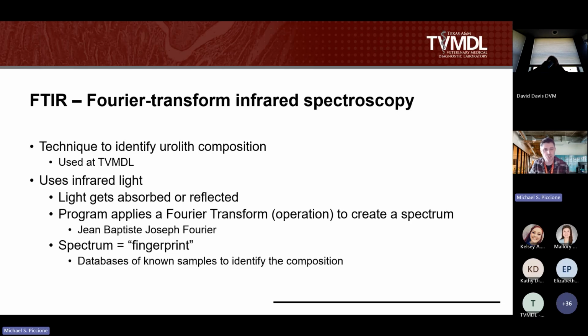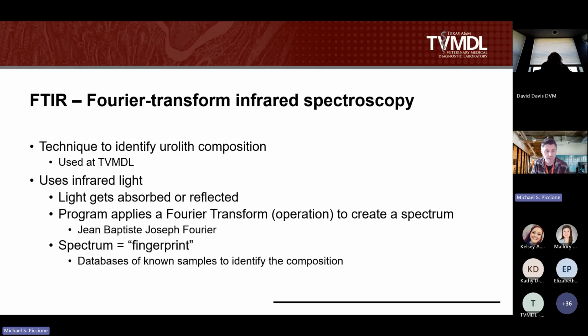Essentially, how does this instrument work? How does this technique work? Well, it uses infrared light, and kind of a throwback to a physics lesson this time: all objects either absorb light or reflect light. Well, we can use this data. This instrument throws this infrared light at the sample, in this case the urolith. It gathers all this data, and it uses a program that applies the Fourier transform. And this is actually an operation. It's not an operation in the classical sense of you or I doing an actual procedure. This is a mathematical operation.